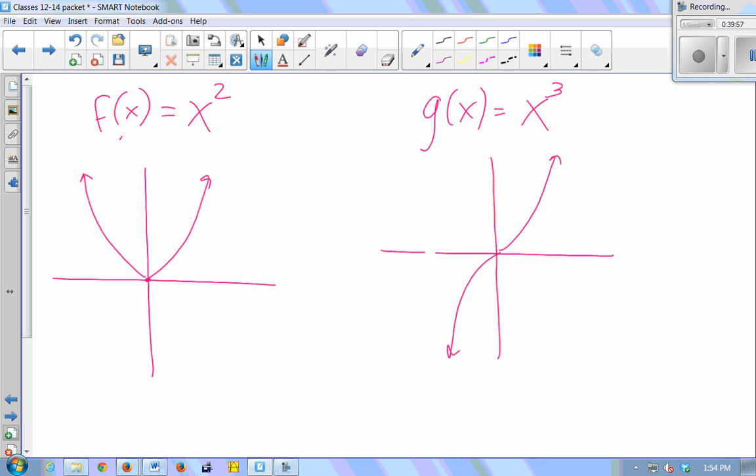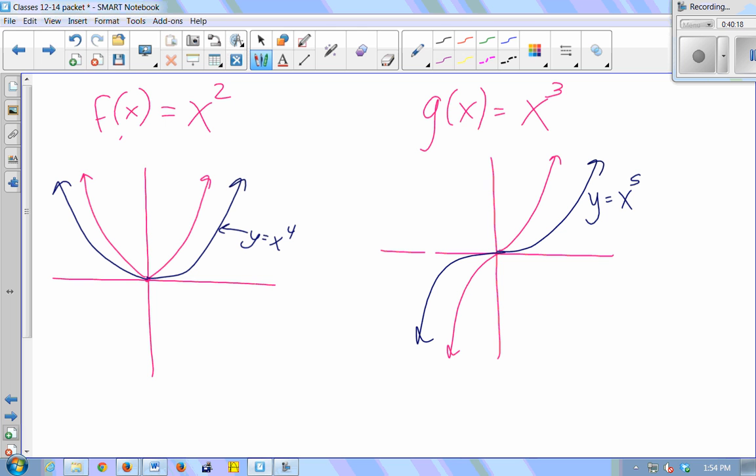So x to the fourth just looks like this. It's just a little flatter, but it also has y-axis symmetry. And x to the fifth looks like this. Also has origin symmetry. So it's because odd exponents have origin symmetry that we call this special kind of function odd. Even exponents have y-axis symmetry, so we call this special kind of function even. But I think what you're about to ask me, these aren't the only kinds of even and odd function.